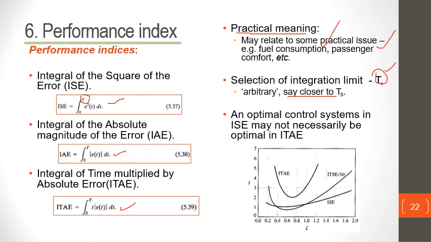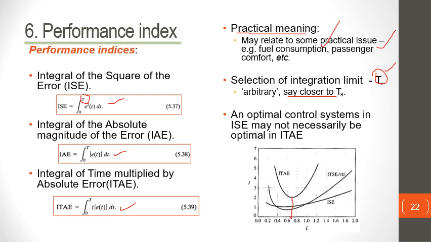For example, if we consider the figure at the bottom left, this figure shows an example of a second order system which has a damping factor that has been varied, and we are looking at the value of the damping factor that optimizes the index. For example, on the ITAE, we see that the index is minimum at this point.